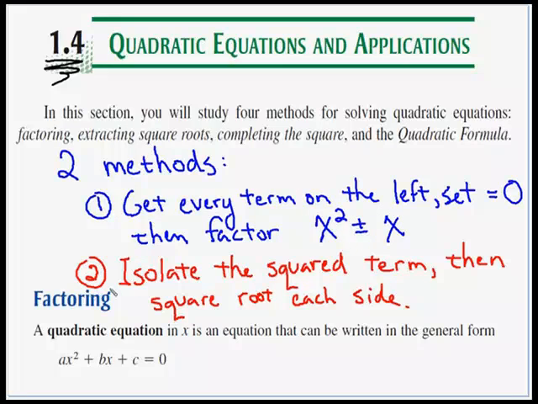This second one, isolate the squared term and then square root each side. That's only going to work when you have the x squared term. You cannot have another x term, x to the first power. And you'll see this in the next couple examples.